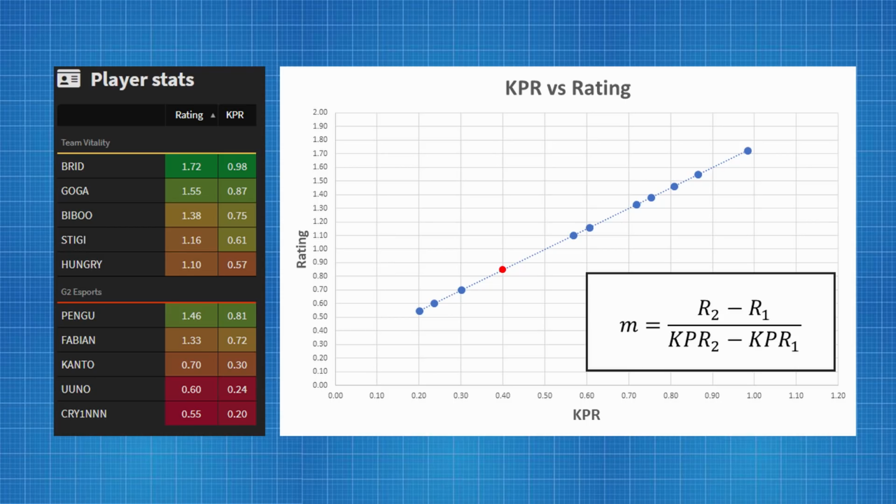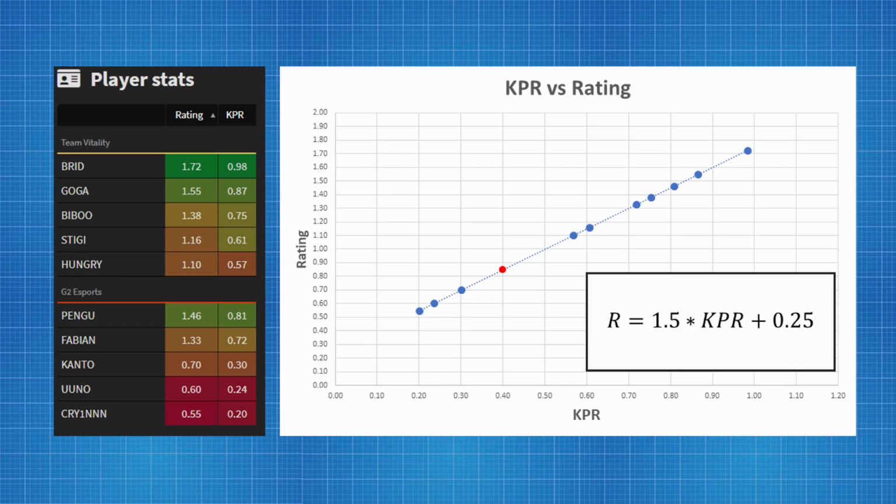To get m, we need to subtract r2 and r1 and divide by KPR2 minus KPR1. For that, we just insert the values from our first two points, and after solving, we get that m is equal to 1.5. In order to find b, we just insert the R and KPR values from any point on our line, solve it, isolate b, and we get our result. b equals 0.25. And we're done.